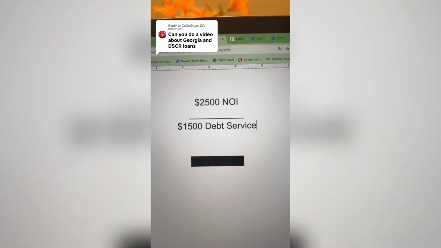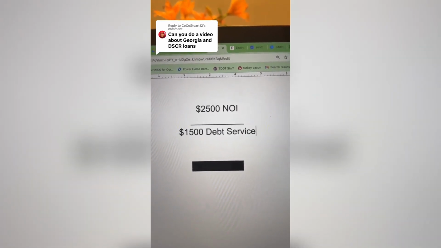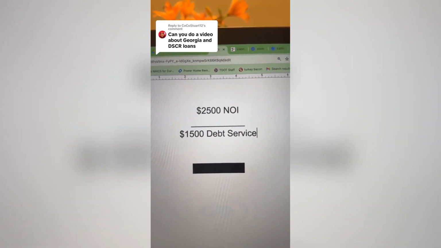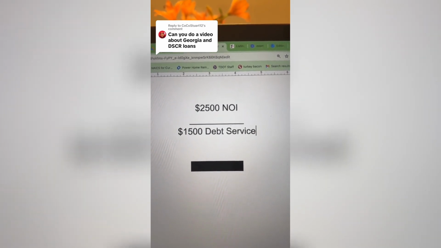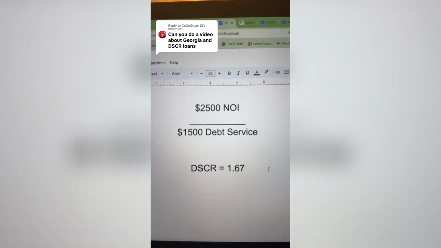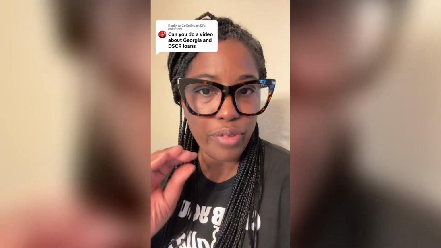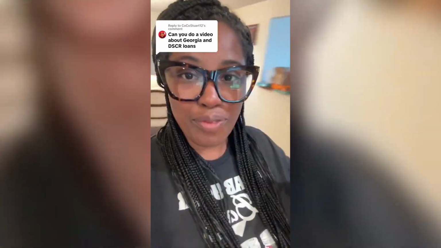Okay, we've calculated the property's net operating income. It's $2,500. And we are using that $1,500 to represent that property's debt service, its mortgage and whatever else. We divide, and then we get that the debt service coverage ratio on that property is 1.67. And remember, 2 or greater is really great, but the closer to 2 that you can get on a DSCR, the better.